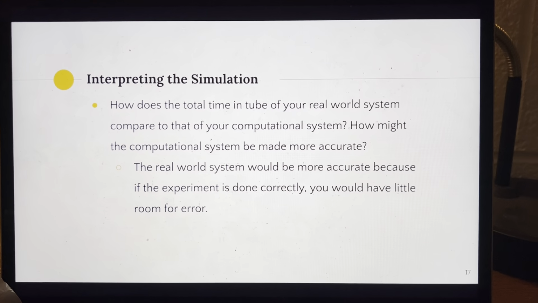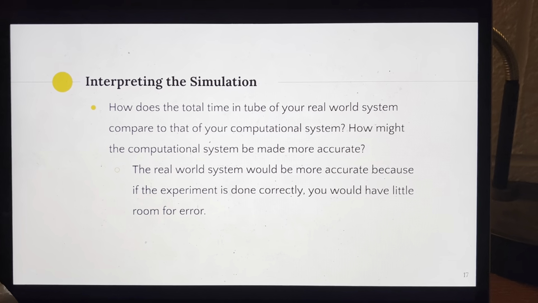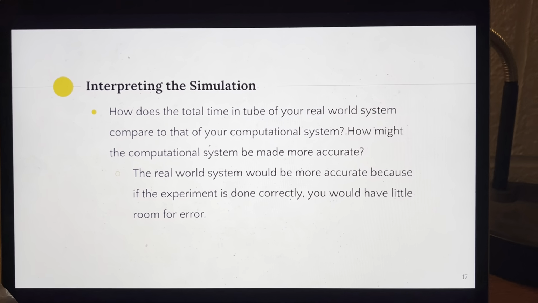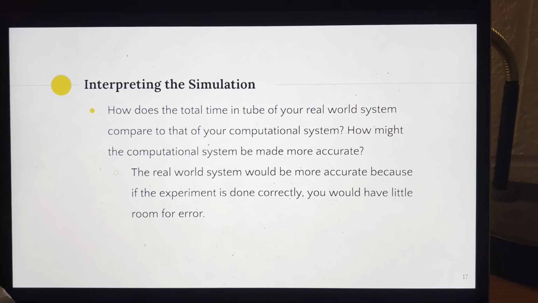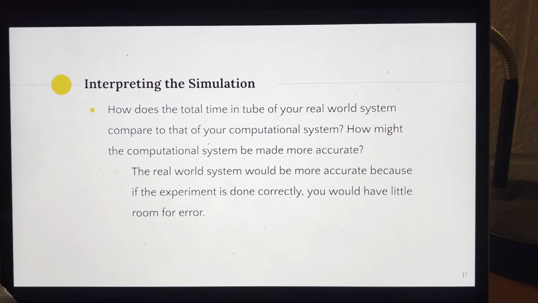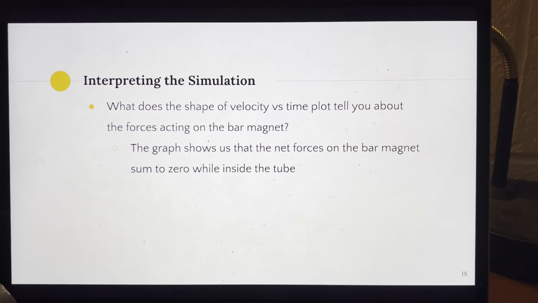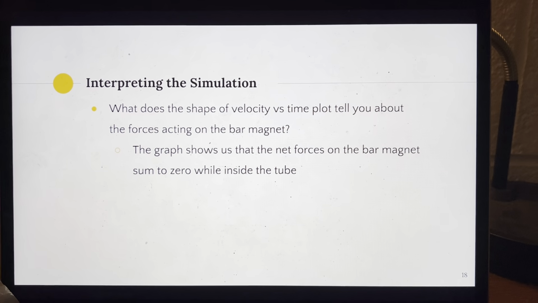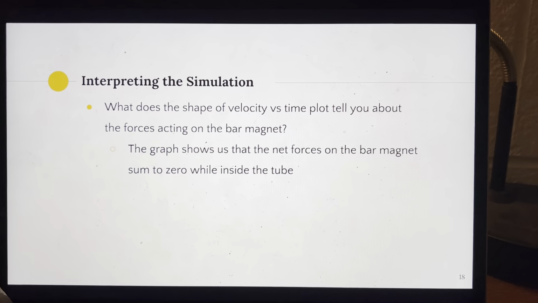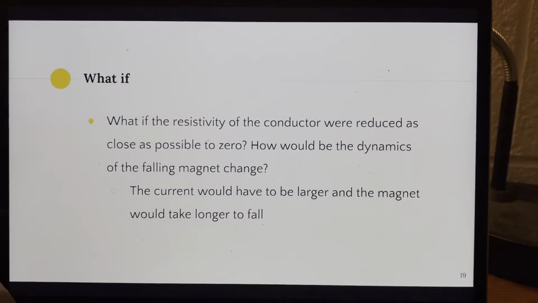How does the total time in tube of your real-world system compare to that of your computational system? How might the computational system be made more accurate? The real-world system will be more accurate because if the experiment is done correctly, I would have little room for error. And the last one: what does the shape of the velocity versus time plot tell you about the forces acting on the bar magnet? The graph shows us that the net force on the bar magnet sums to zero while inside the tube.